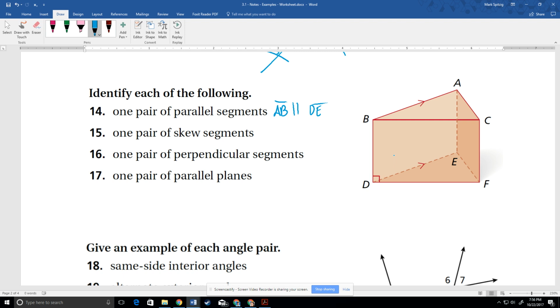One pair of skew segments. Again, I'll just start with AB. So if AB is here, let's go with CF. So CF works there as well. Those are skew.